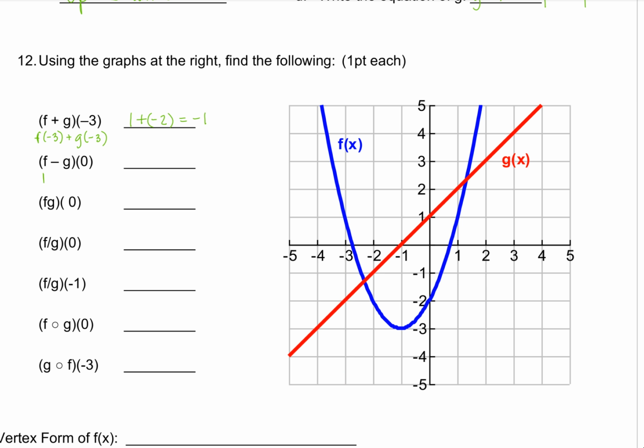Now I'm going to do f of 0 minus g of 0. So again, I'm going to draw my line at 0, which is just the x-axis, and I'm going to find my points, which are the solutions. Well, f of 0 is the blue, so that's at negative 2, minus g of 0, which is at 1, so that is minus 1, which gives me a solution of negative 3.